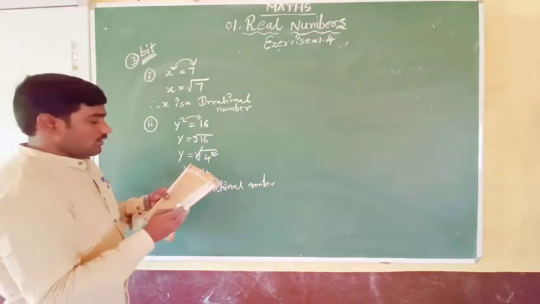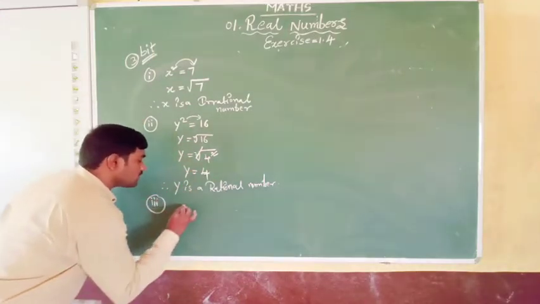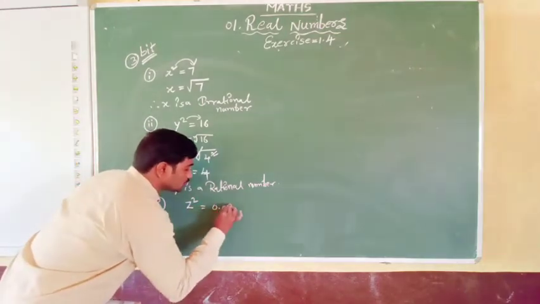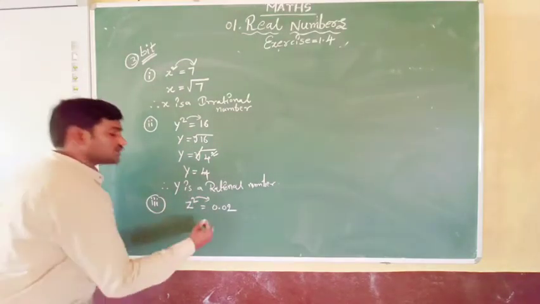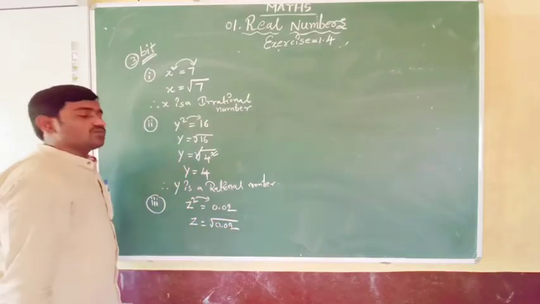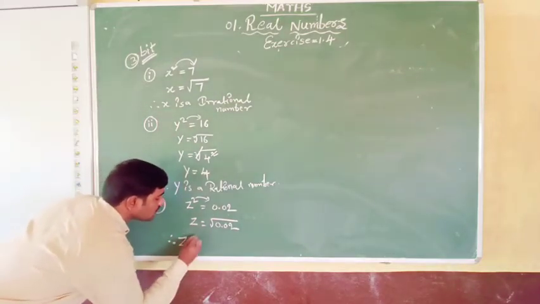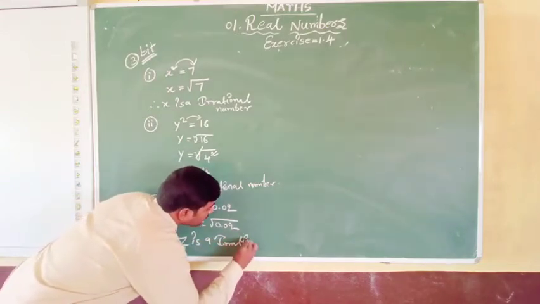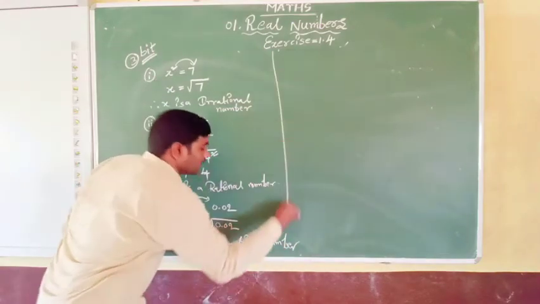So we have another one here. The third one, z square equal to 0.02. Let's transfer this square to the other side. It becomes a square root, equal to the 0.02 value. The square root of 0.02 is not a perfect square root. So therefore z is an irrational number.